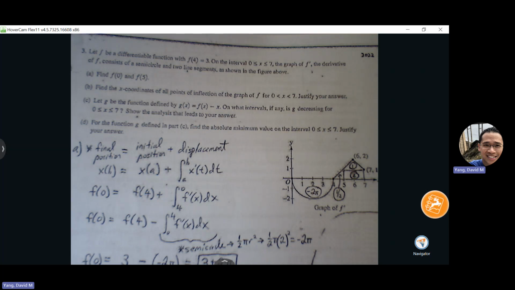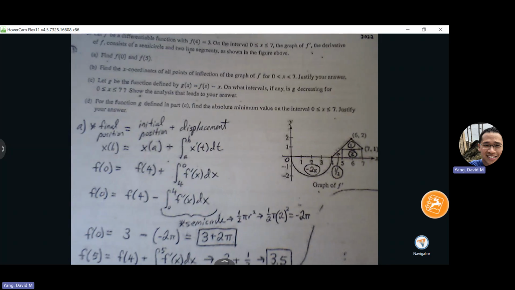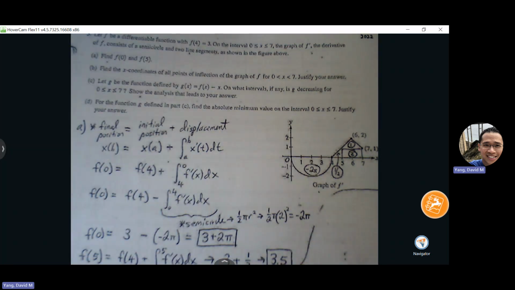So if I want to find a point on the function not given the derivative, either they give me a formula or I have to use final equals initial plus displacement. In this case, they don't give us a specific formula to use. So we're going to use that final equals initial plus displacement as our way to move through the problem. Okay, so here's my formula: X of b equals x of a plus the integral from a to b of x prime of t dt.